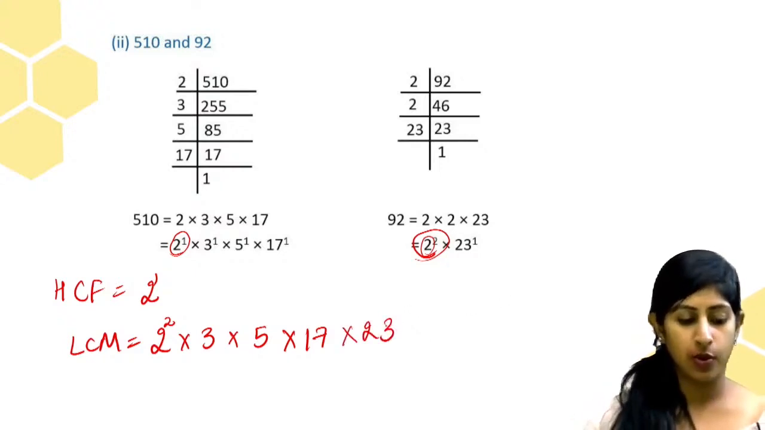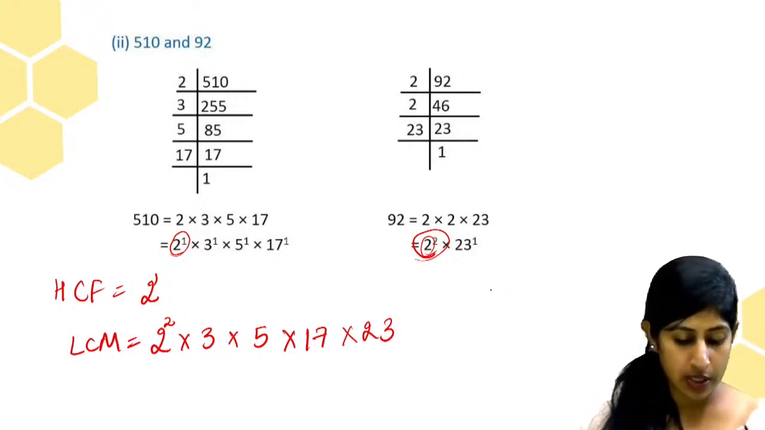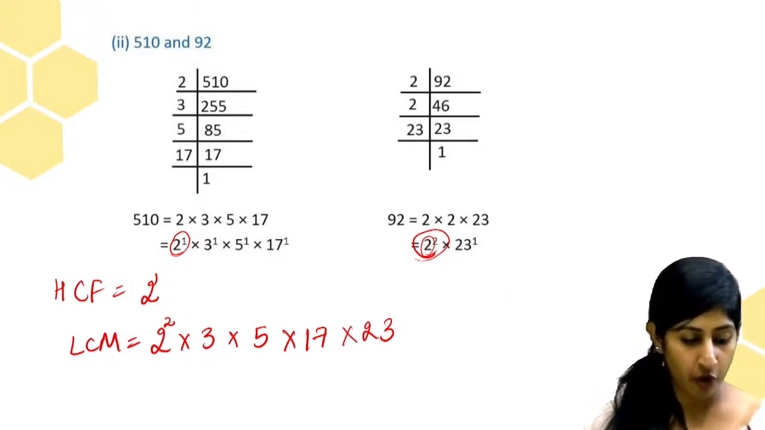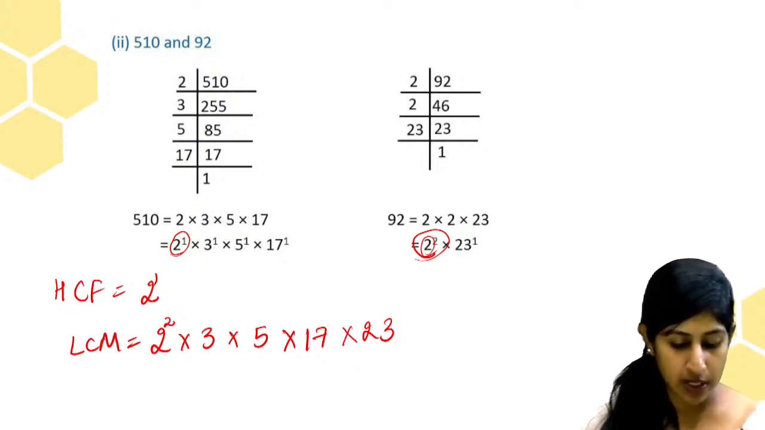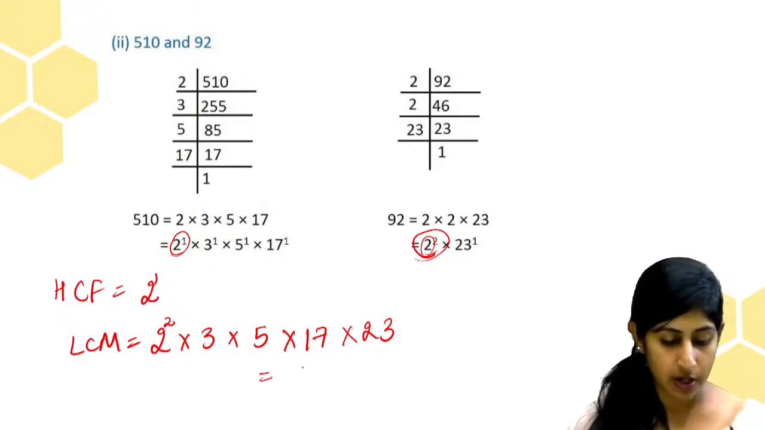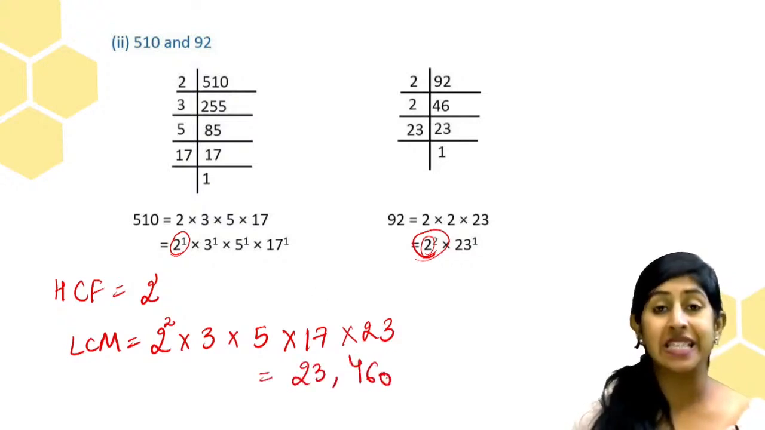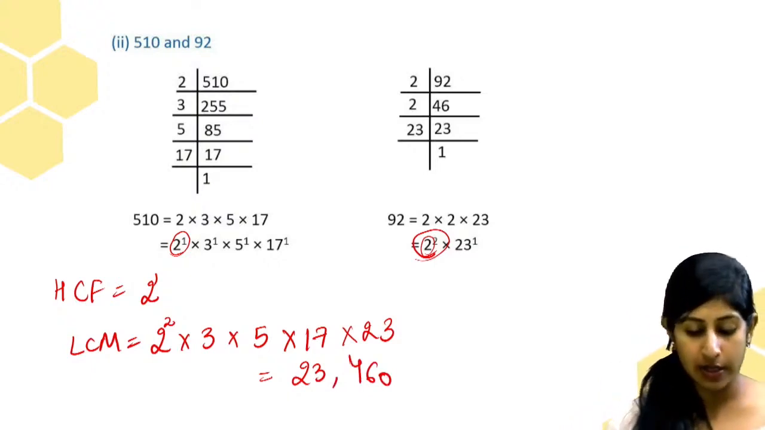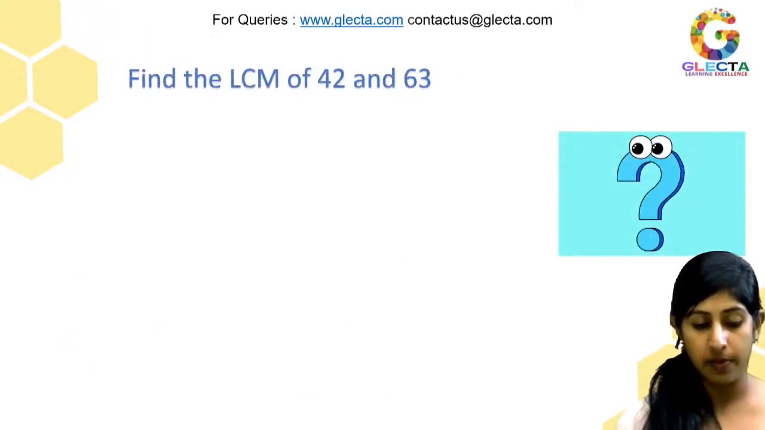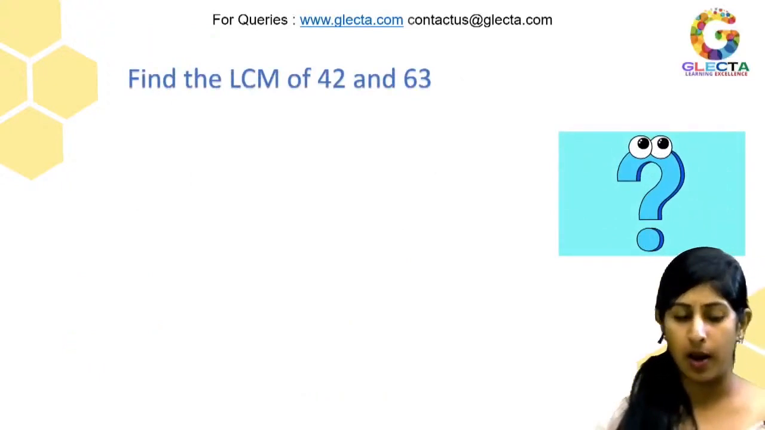So this is going to give my answer. 2 square is 4, 4 into 3 is 12, then into 5 will become 60, into 17 will become 1020, and into 23 will give me the answer as 23,460. That's my answer to this question, right? So I hope the concept of LCM and HCF is clear, and we can calculate a few more numbers.